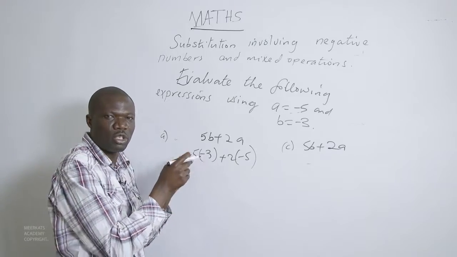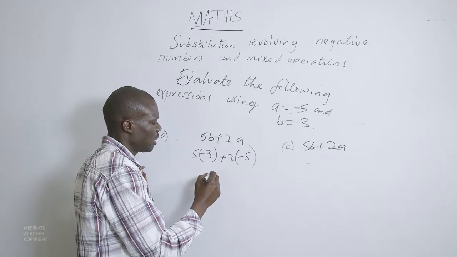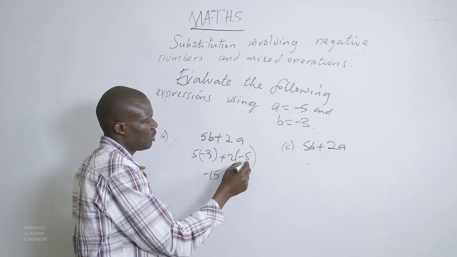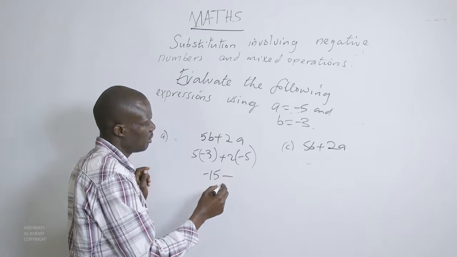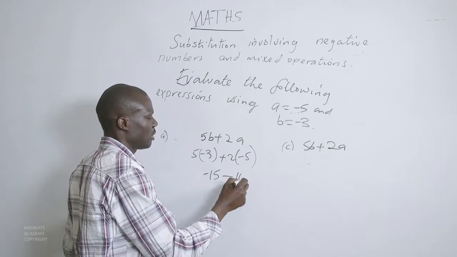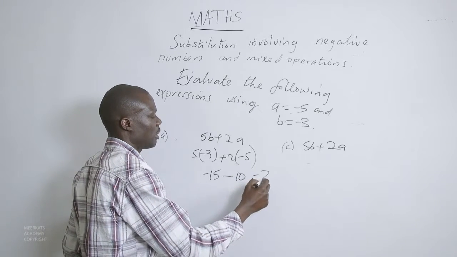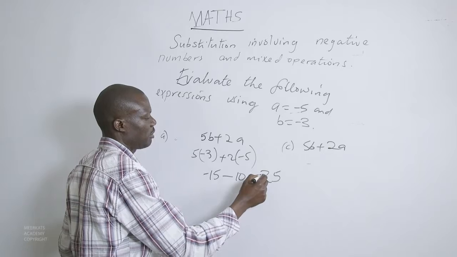We said we use the bracket when the numbers are negative. So this one will give us -15. This one will give us -2 times 5, and we have a -7. This gives us 10. Both of them are negative, so we shall receive the answer as 25 negative.